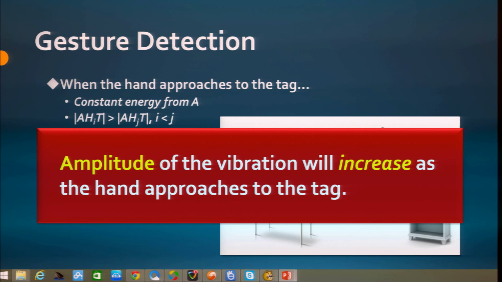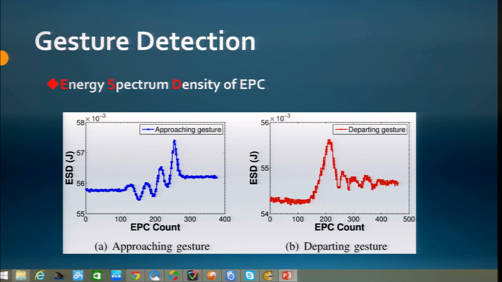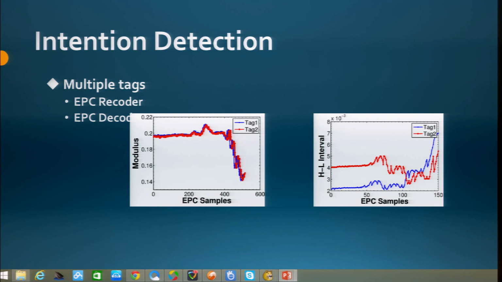Okay. This is the real experimental result, the increasing and decreasing. So this is the basis of our idea. Next, we use this model to do the direction detection, the gesture detection, and then the intention detection. This is the main story.